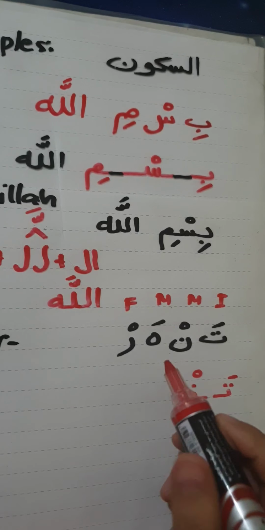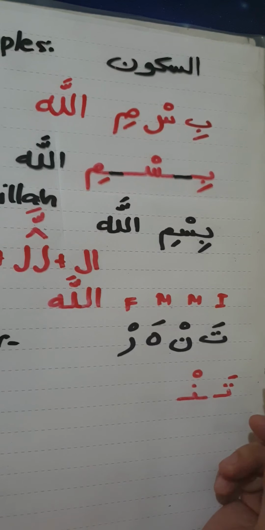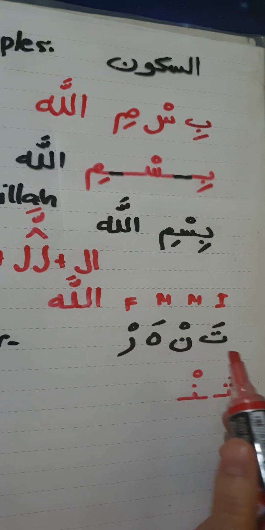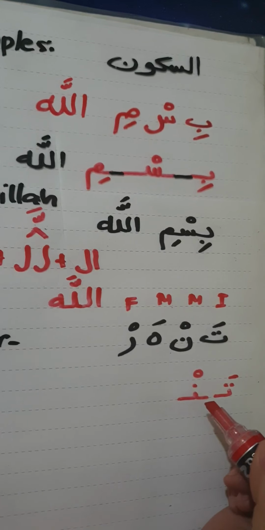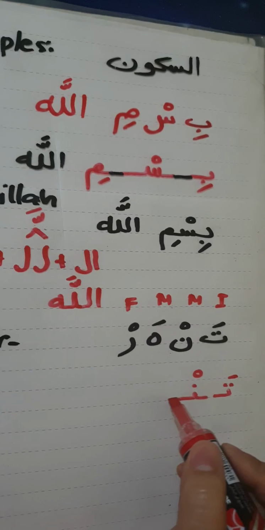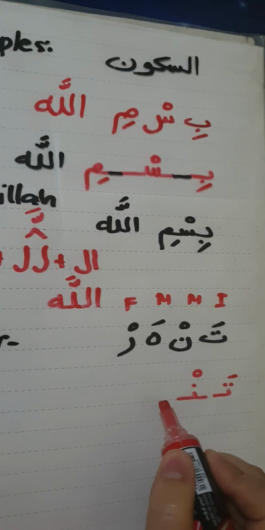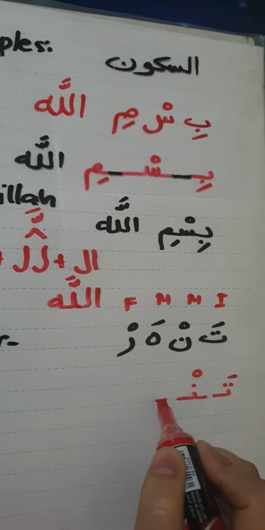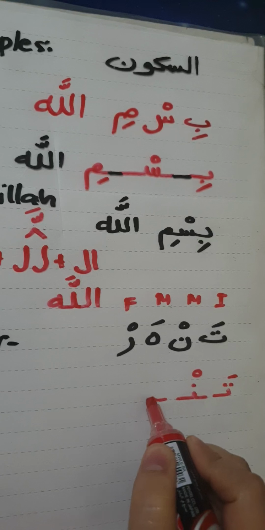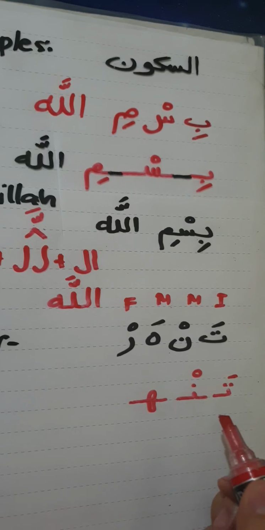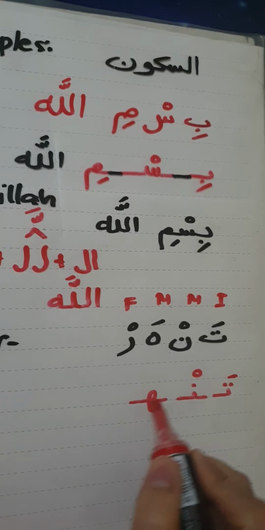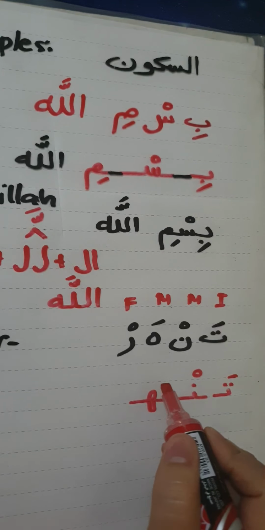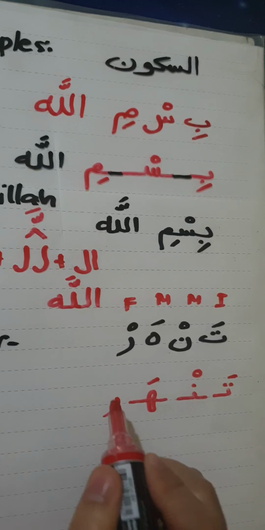After the noon, we have the ha, which has a fatha. So the ha is in the medial form. Since the ha can be connected before and after, we have to draw first the straight line for the connecting, and then the ha goes down and then up, and then a straight line for the connecting. And then the vowel is fatha, and the ra has a sukoon.